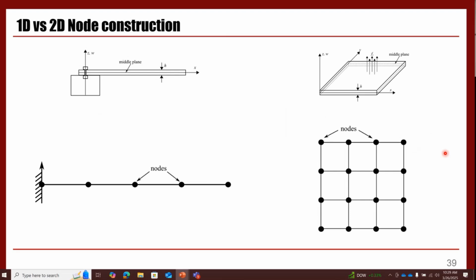So now the 1D and the 2D nodal construction. For the 1D, we just construct the nodes along just the X-axis, but for the 2D, we have to construct the nodes along both axes. So it's a much bigger and more complex system compared to the 1D.